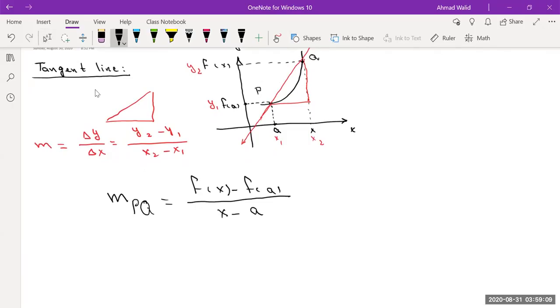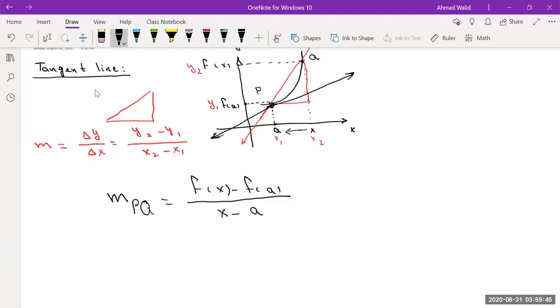Remember, when I started with limit, I said if you want to find the slope of the tangent line at point A, which is this black line, right? If you want to find the slope of this tangent line, we move point Q closer and closer and closer to where? To point A. X goes closer and closer to A. Remember, I translated for you closer and closer, or X approaches A. This is the idea of the limit.